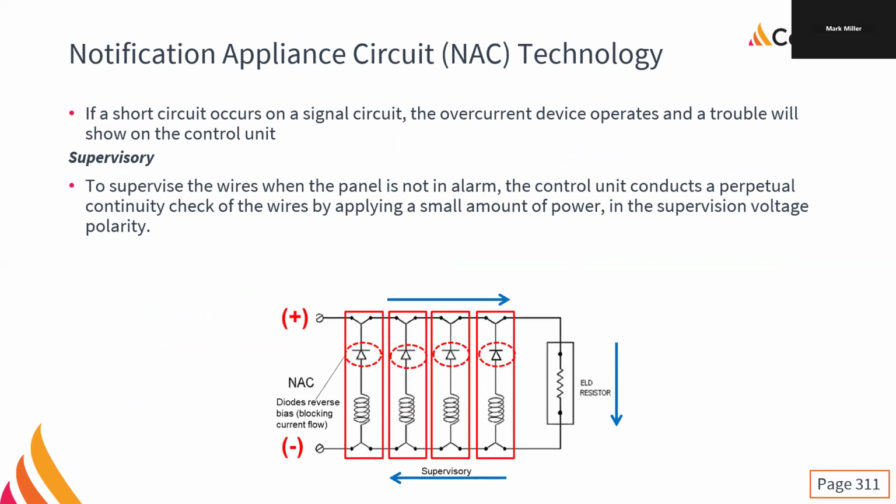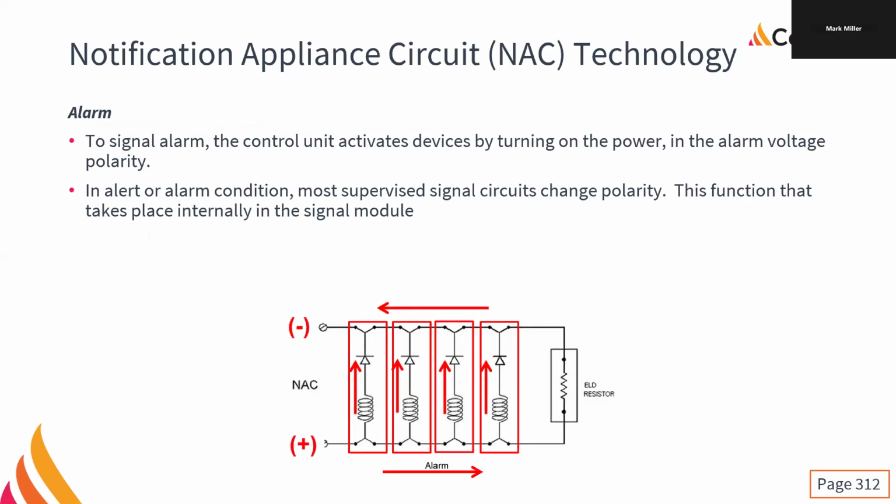So when we are in supervisory mode, that's just when the panel's just sitting there chugging away, watching everything. We can't get through the diodes, that's blocking the current flow. So we just send the voltage down the wires to the end of the line and back to the panel. And so long as we see our predictable current, then everything is good. Upon activation of the alert or the alarm signal, we flip the polarity, and now all the bells are ringing.